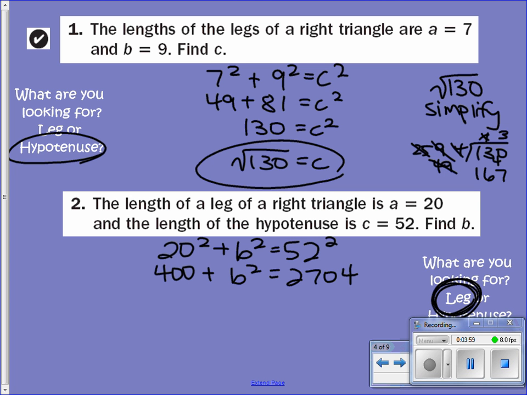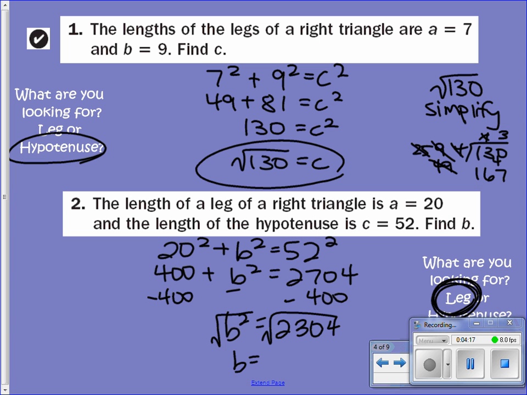Now, I'm actually solving for b squared this time, and I can square root b squared once I have b squared by itself. So let's get rid of that 400. Now I have b squared equals 2,304. Now I can square root to get it by itself. And 2,304 actually is a perfect square.